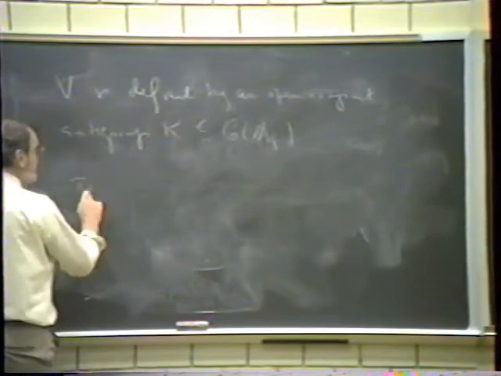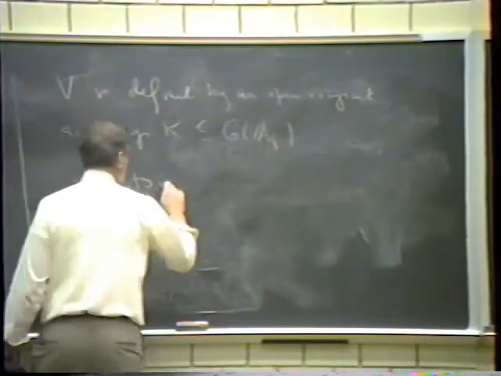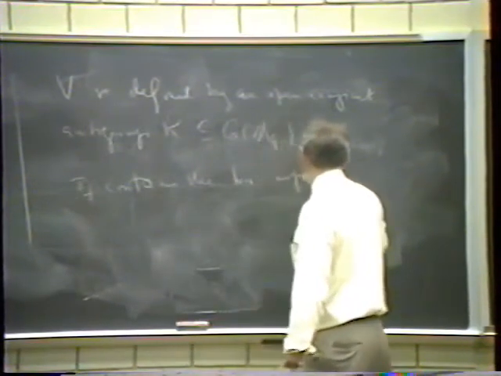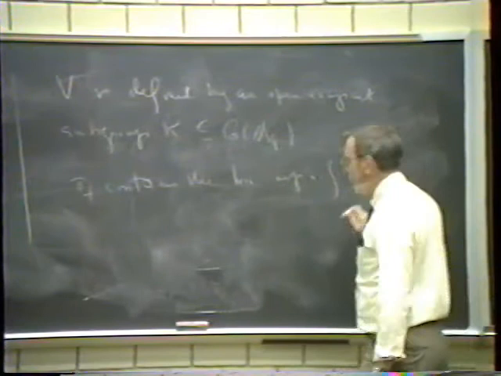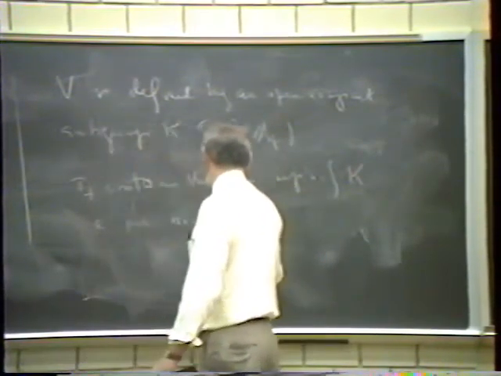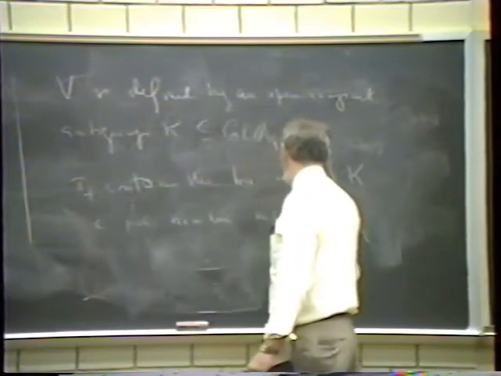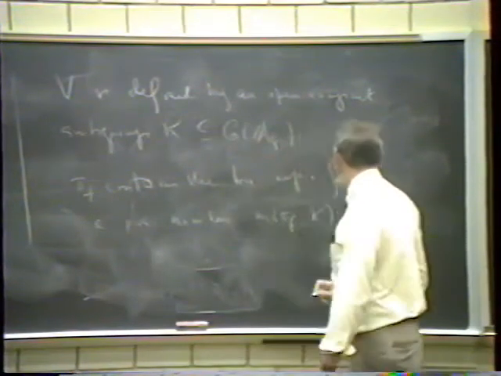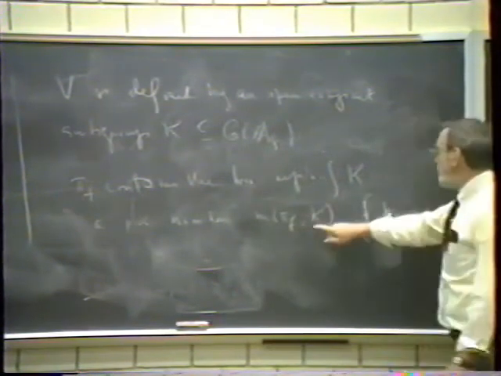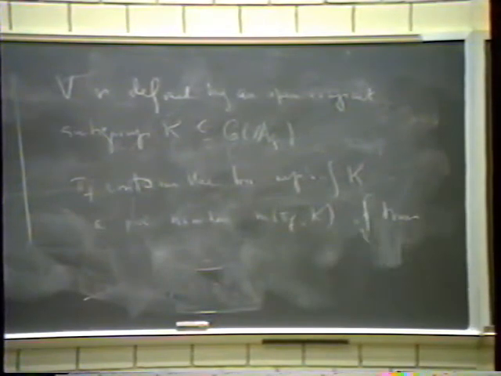pi_f contains the trivial representation of K, a positive number of times, m(pi_f, K). So it's understood that pi_f contains the trivial representation of K, and whatever contribution pi_f makes, it makes it with that multiplicity.